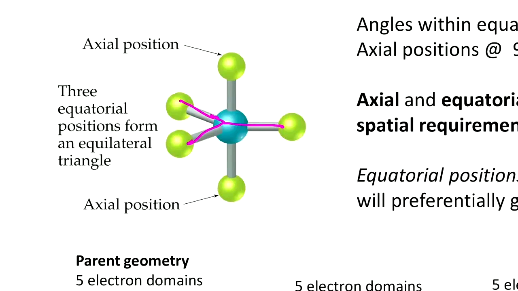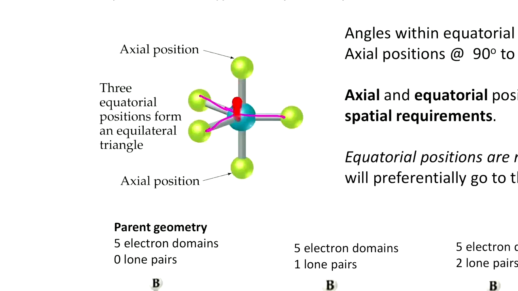Versus if we look at the red atom here, this red atom has 4 adjacent bonds, but the bond angles are 2 at 90 degrees and 2 at 120 degrees. So we see that the axial position is not the same spatially as the equatorial position. And that is important because if we start with an electron domain shape of a trigonal bipyramid, where we place our lone pair is very important.